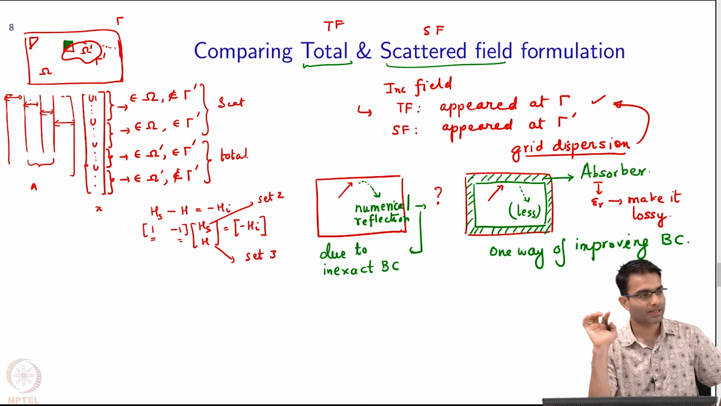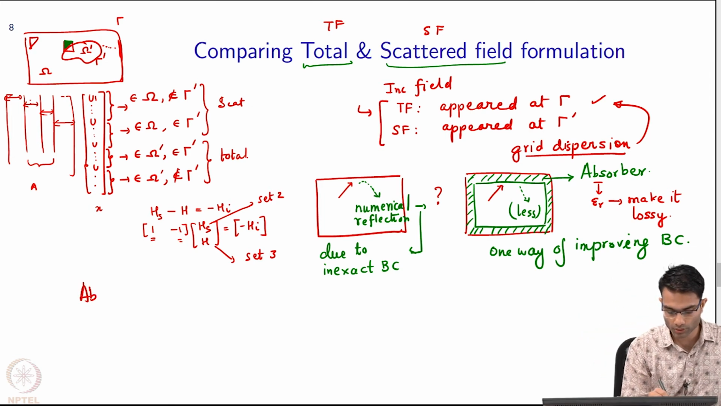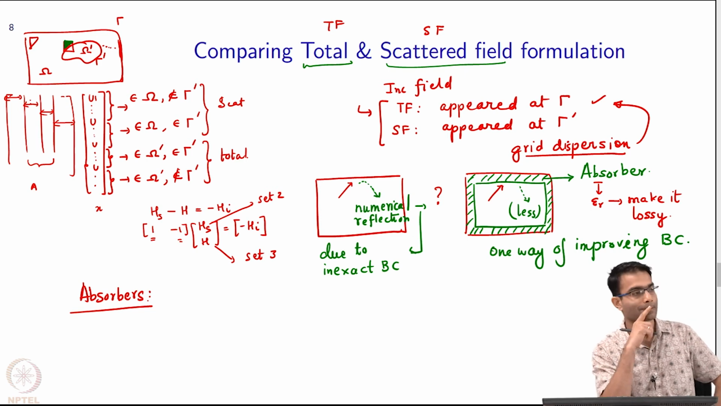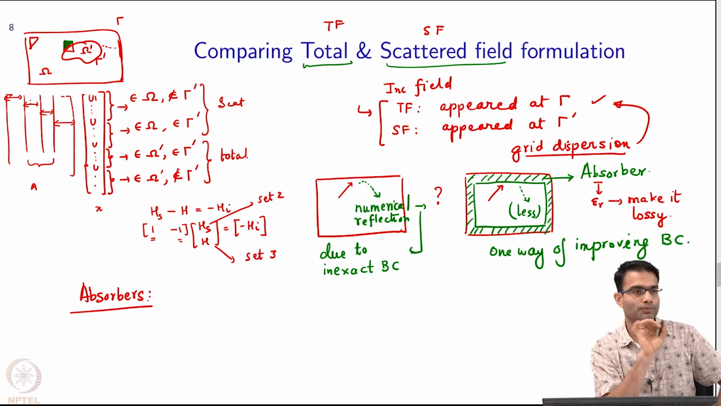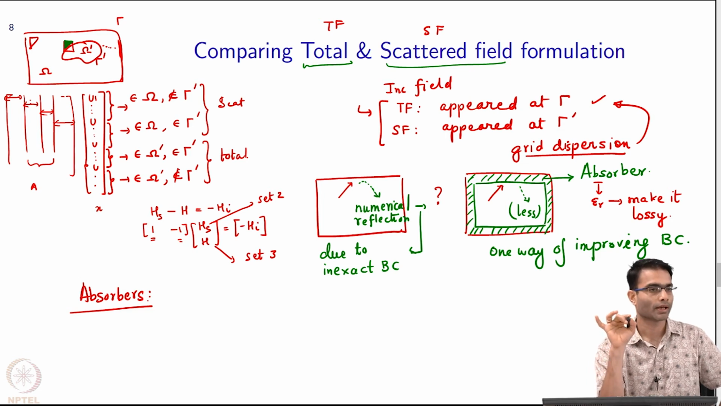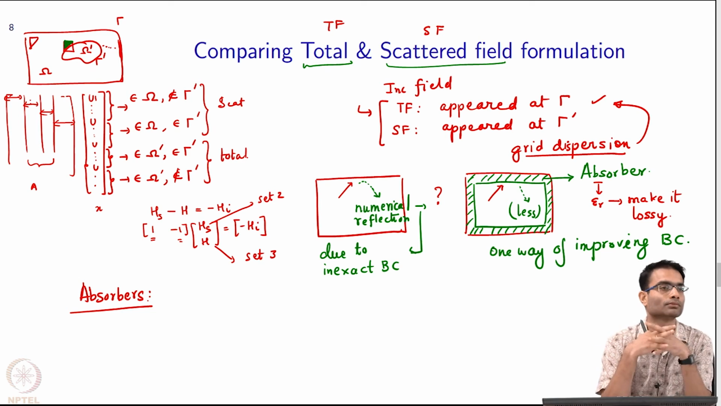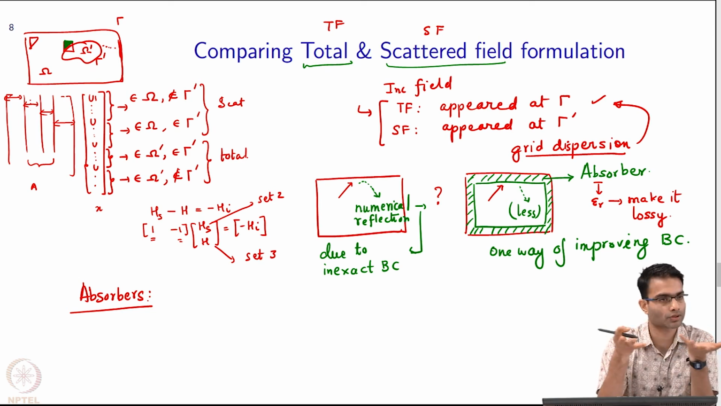All of this having been said, do you see any differences as far as absorbers go in total field and scattered field? So I have put an absorbing layer because I wanted to improve boundary conditions. Very good. When I go to implement this using the total field formulation, what will happen? The place where I introduce the incident field will not change. It has to be on gamma.